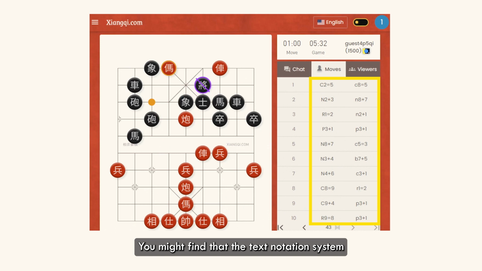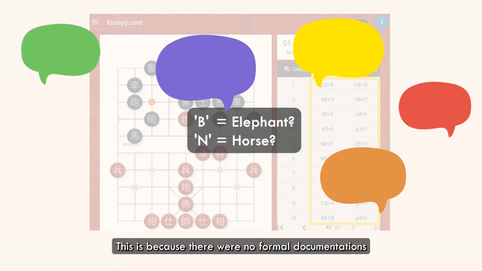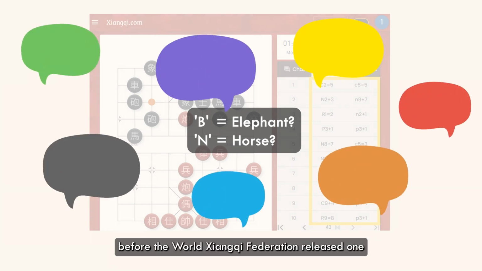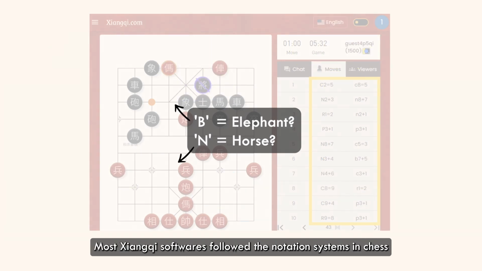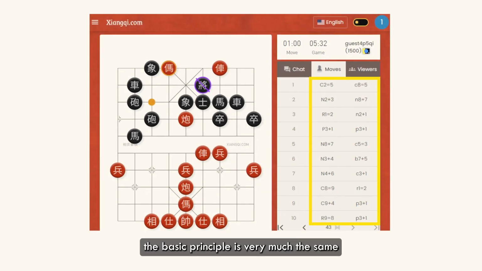You might find that the text notation system has some tiny differences on Xiangqi.com compared to the one in this video. For example, we use B for elephant and N for horse. This is because there were no formal documentations before the World Xiangqi Federation released one. Most Xiangqi softwares followed the notation systems in chess, and so did Xiangqi.com. Nevertheless, the basic principle is very much the same, and you should be able to read through them.